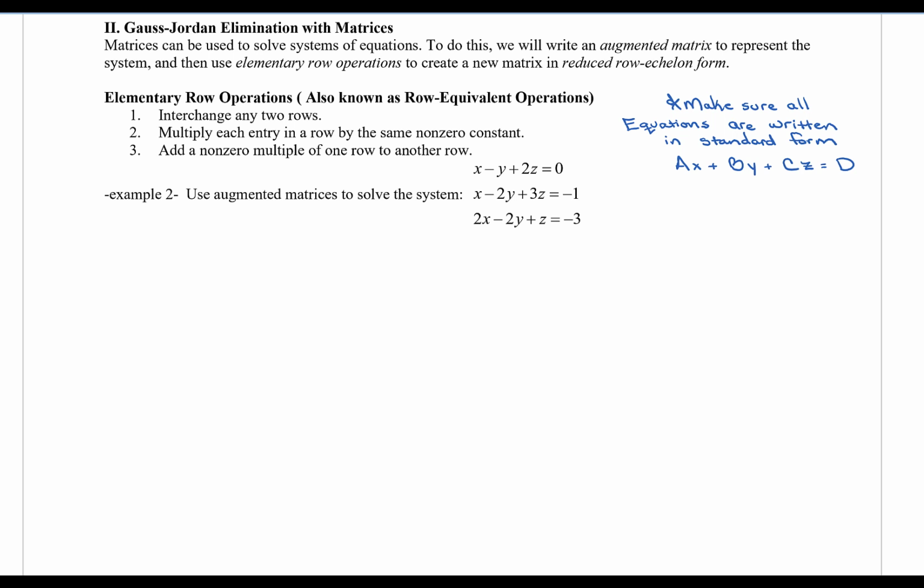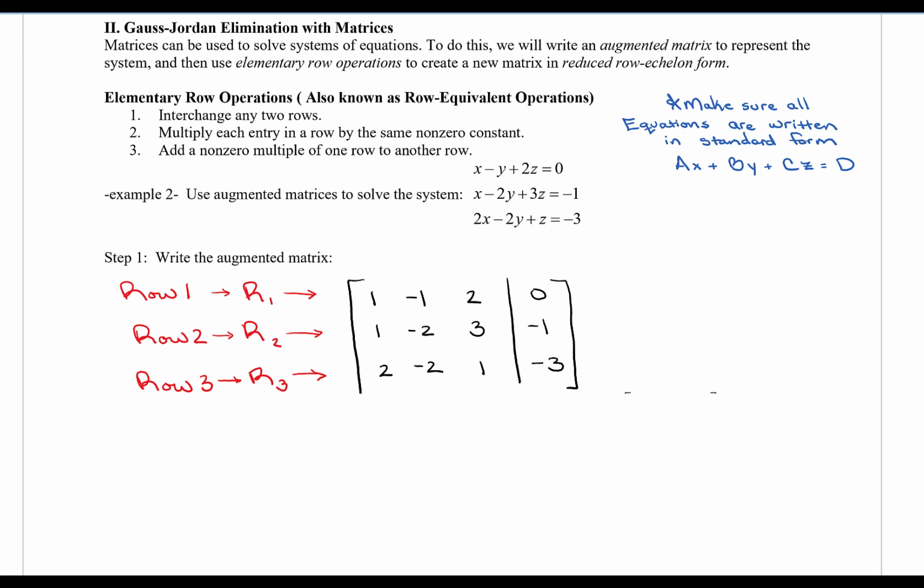Once you make sure that all 3 equations are written in standard form, step 1 would be to write the augmented matrix. To write the augmented matrix, we are going to write the coefficients of the variable terms that are to the left of the equal signs, and we're also going to write the constant terms that are to the right of the equal signs. For row 1, we are going to have the following elements from left to right: 1, -1, 2, 0. And then for row 2, we're going to have 1, -2, 3, and -1. For row 3, we're going to have 2, -2, 1, -3. And notice that I'm going to draw a vertical line separating the coefficients of the variable terms from the constants.